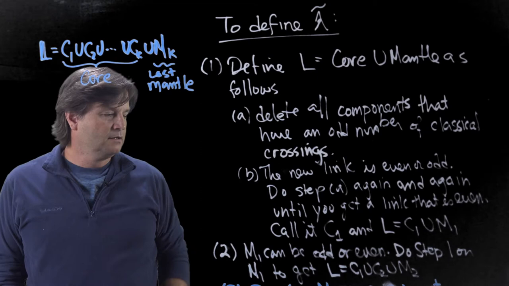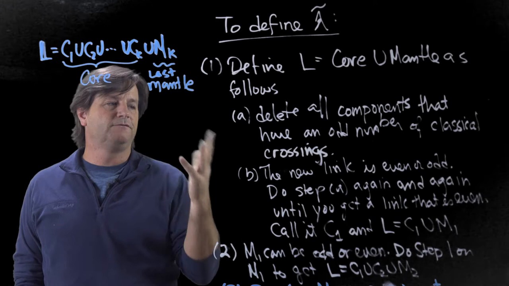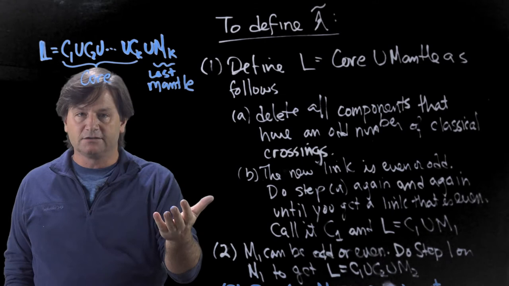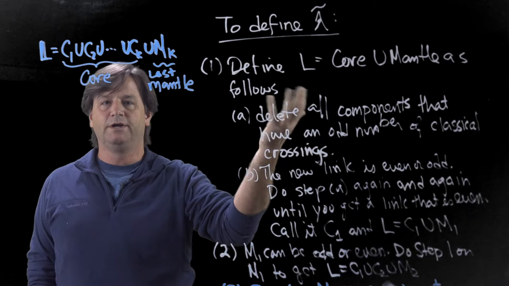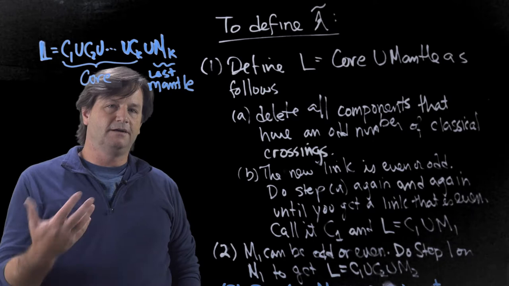And the nice thing about having these is that if your link is even to begin with, if it's classical, for example, the first time you delete all the odd components, well, there's nothing to delete. So right away, L becomes the core. And so anything being defined via classical just immediately gets picked up.